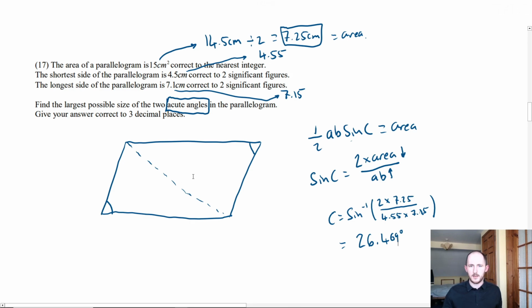Okay. That was a fun question. That's correct, Caitlin. That's perfect. So I times both sides by 2, divide both sides by AB.